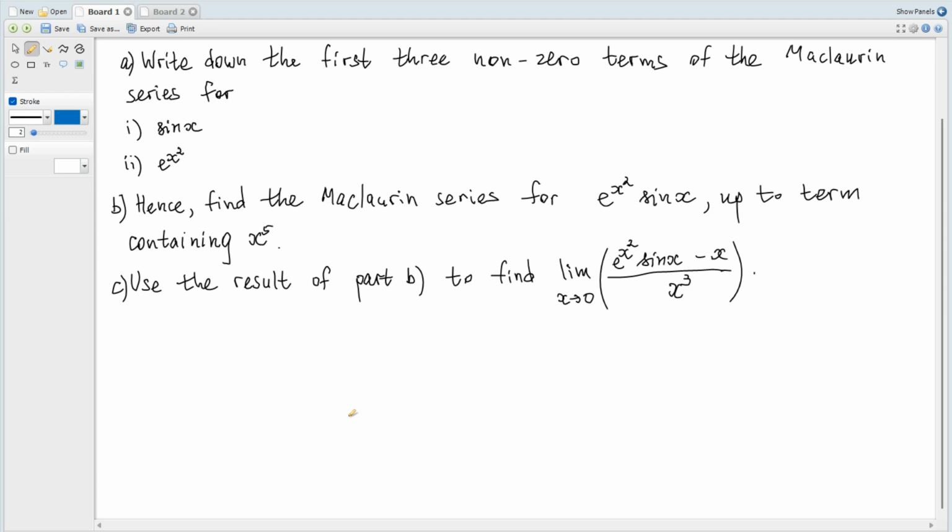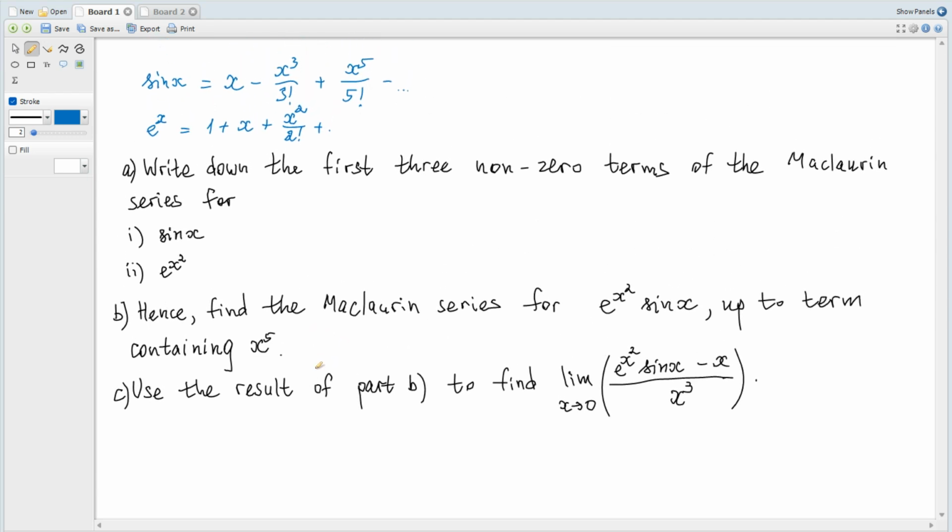Write down the first three non-zero terms of the Maclaurin series for sine of x and e to the power of x squared. It is given in a data booklet that the Maclaurin series for sine of x is x minus x cubed over 3 factorial plus x to the power of 5 over 5 factorial plus so on.